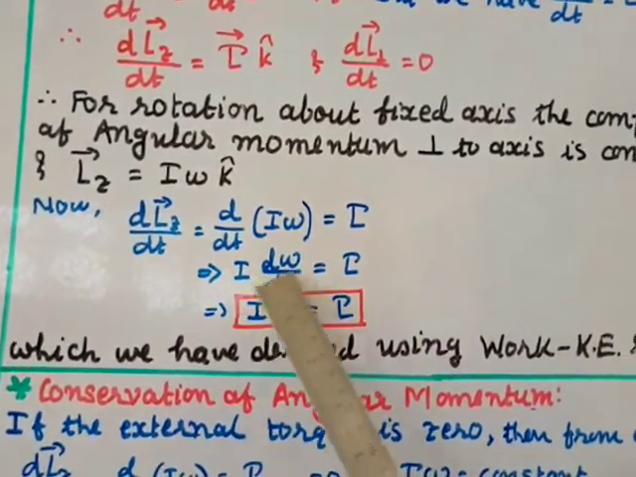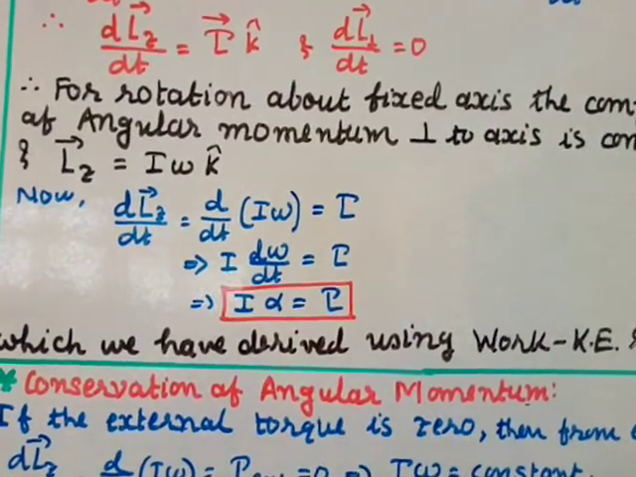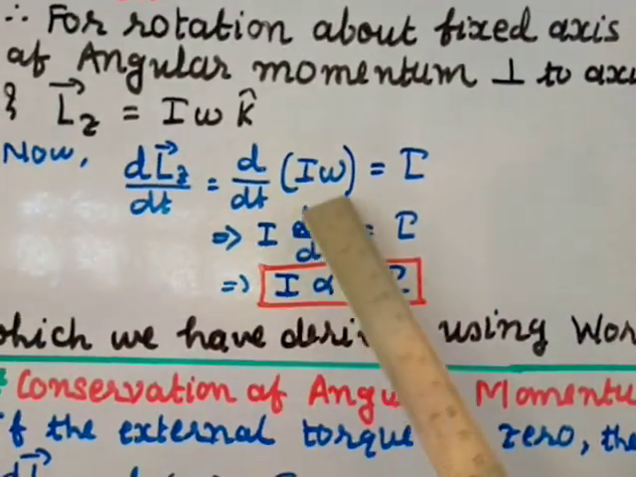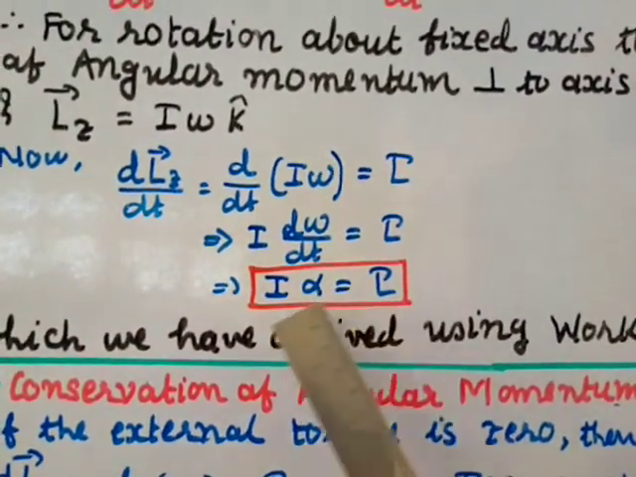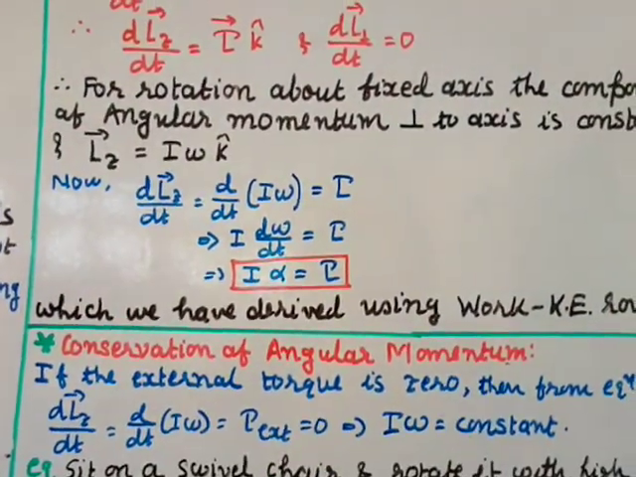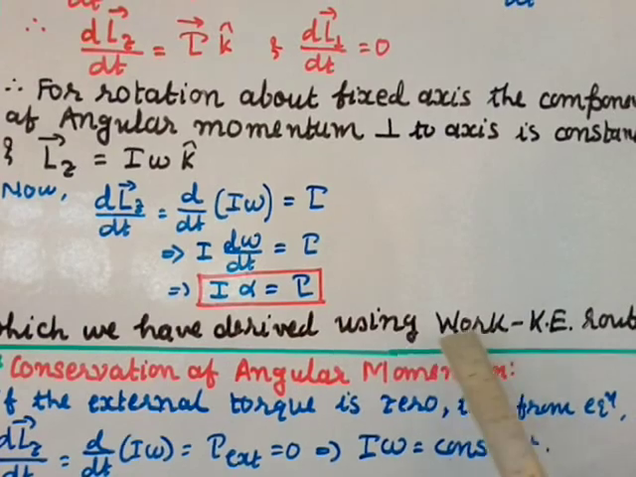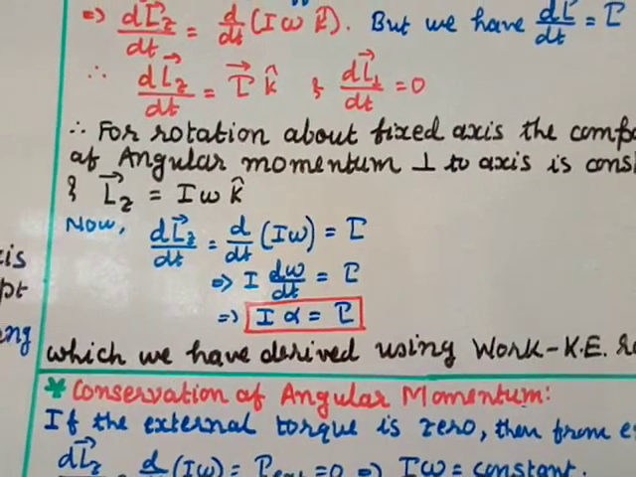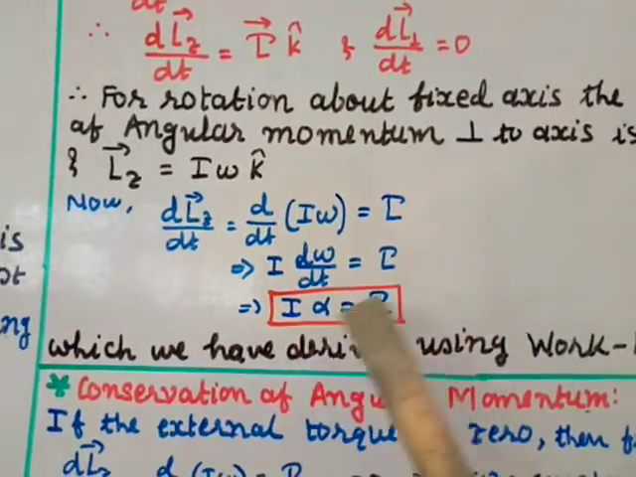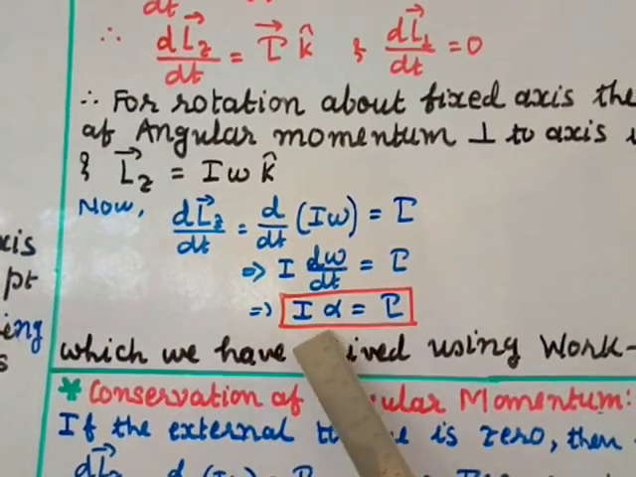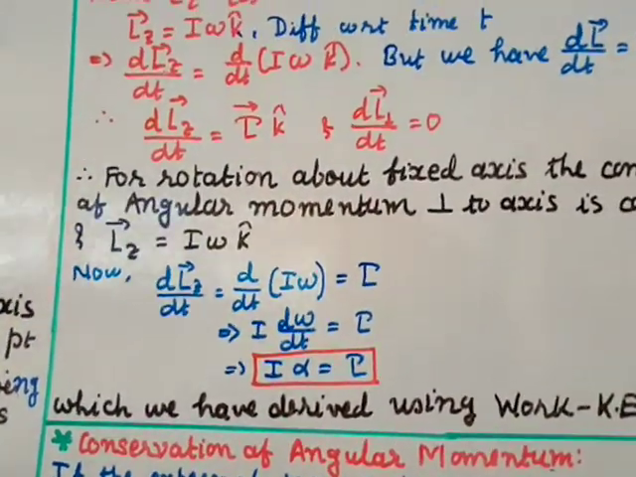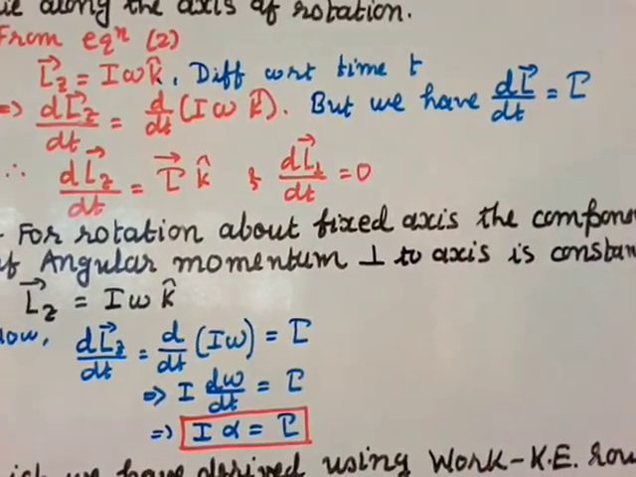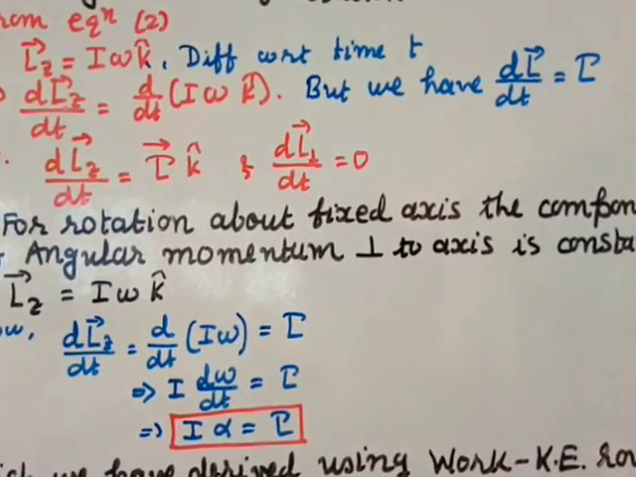So now I d omega by dt equal to tau, but d omega by dt is the rate of change of the angular velocity, which gives you the angular acceleration. So this is I, and this value is alpha, equal to tau. So tau equal to I into alpha, and this relation we have derived before using work and kinetic energy. So I is the moment of inertia and alpha is the angular acceleration. So we have studied today the angular momentum in case of rotation about a fixed axis for a rigid body. Okay, so we'll keep this much for today.